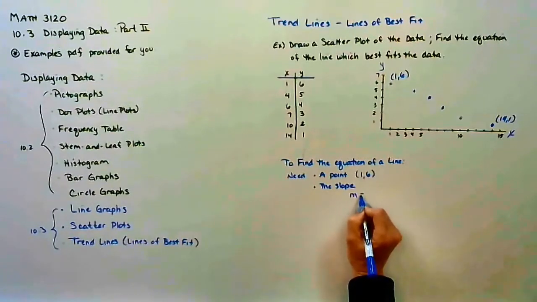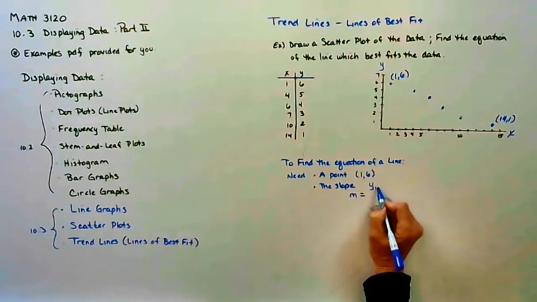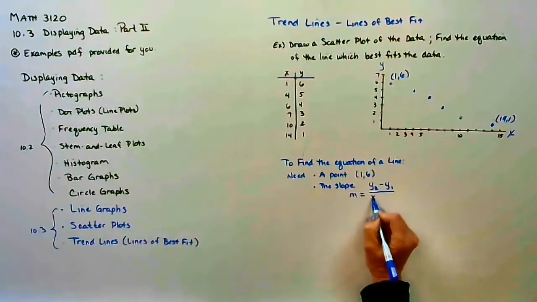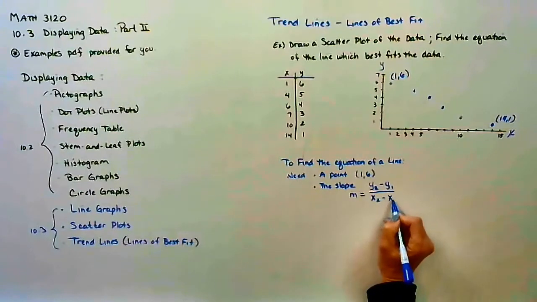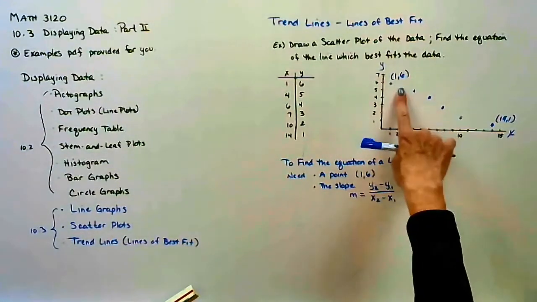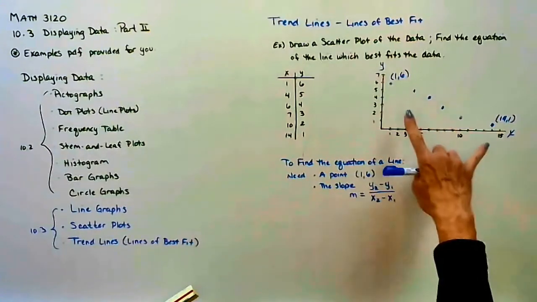The other thing you need is the slope of the line. And to refresh your memory, to find the slope, you need 2 points. And you need the difference of the y's divided by the difference of the x's. You need the rise over the run. You need the change in y over the change in x. Delta y over delta x.